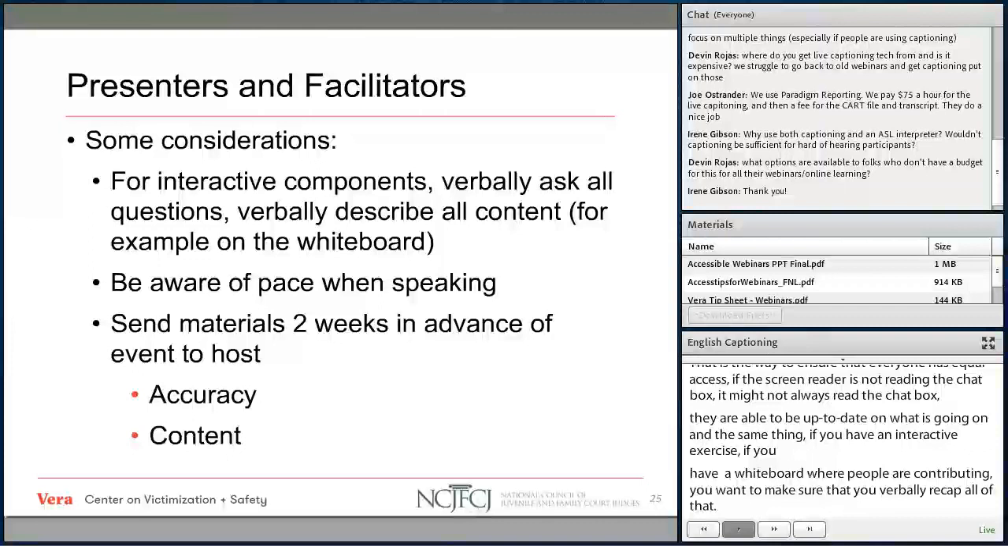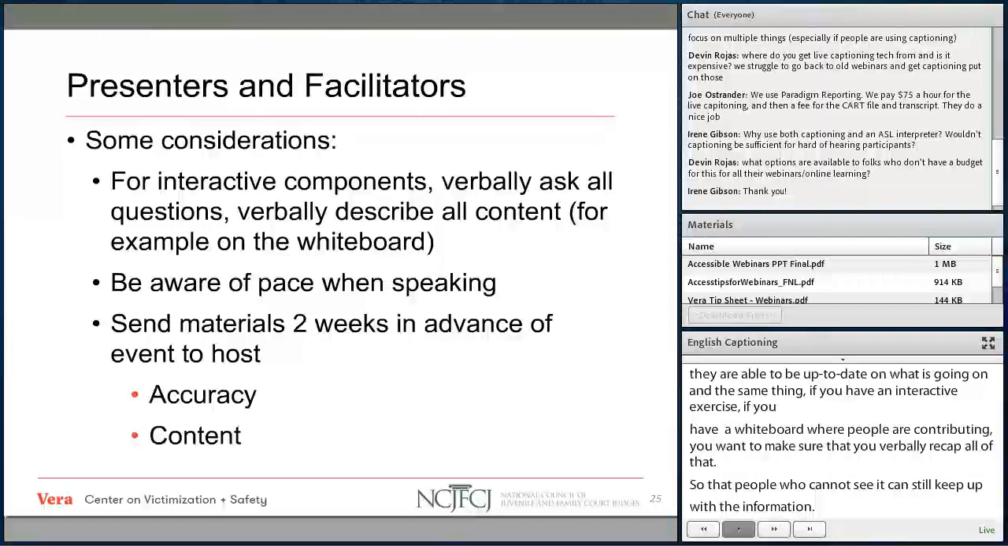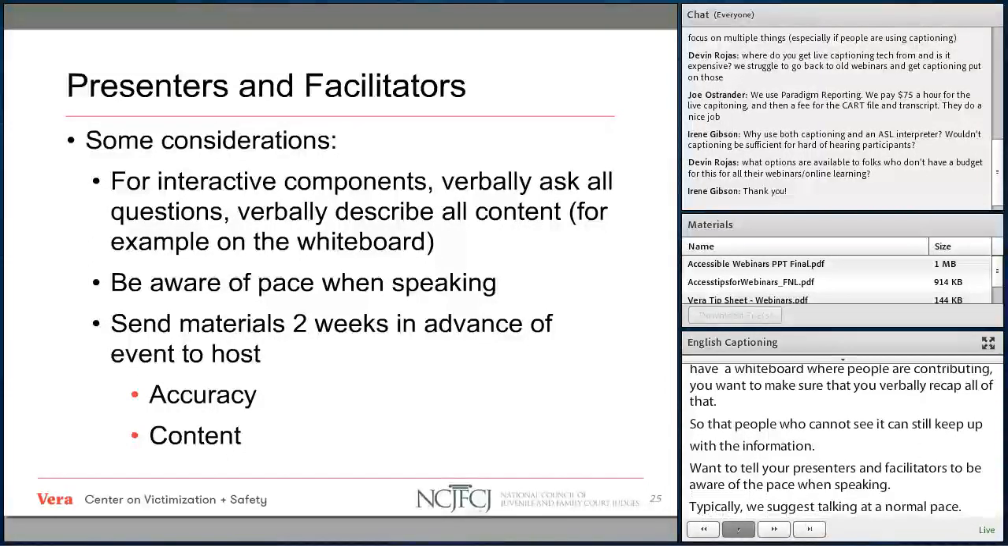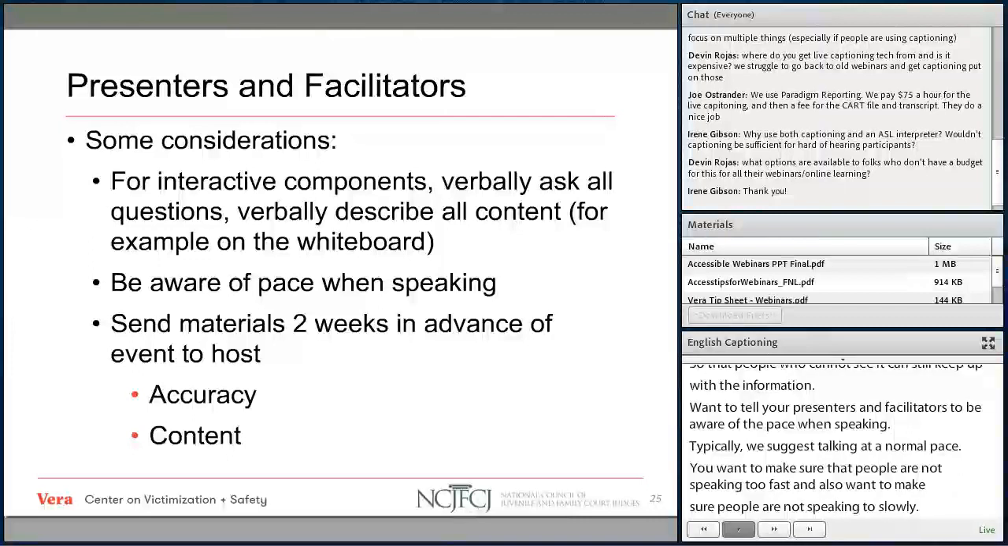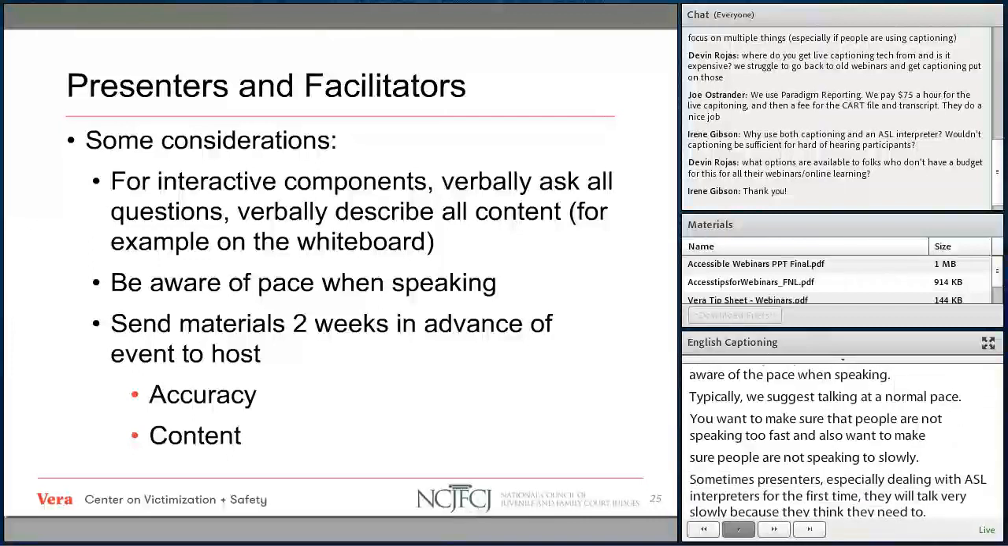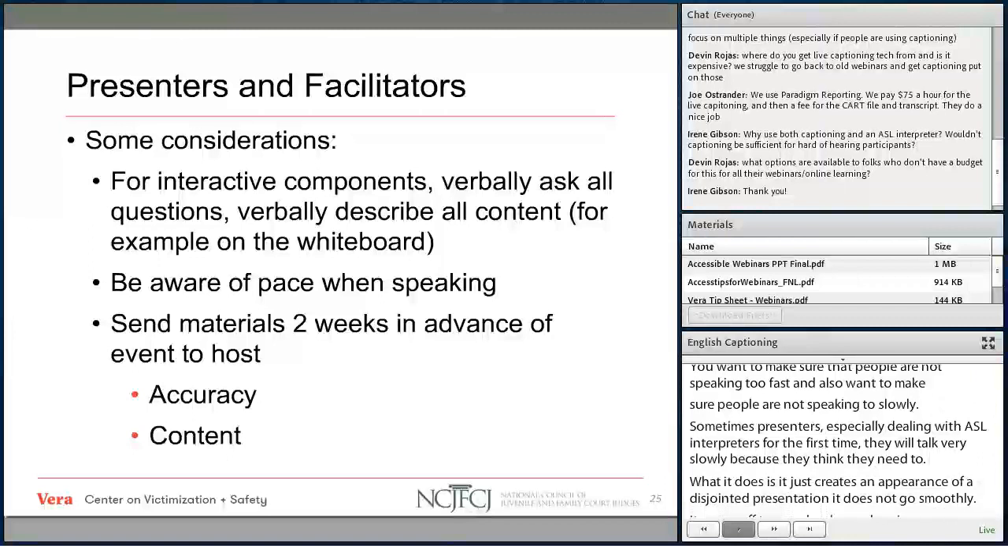You want to tell your presenters and facilitators to be aware of their pace when speaking. Typically, we suggest just talking at a normal pace. You want to make sure people aren't speaking too fast, but you also want to make sure people aren't speaking too slow. Sometimes presenters, especially if they're dealing with ASL interpreters for the first time, will talk very slow because they think that they need to. And what it does is it just creates an appearance of a disjointed presentation. It doesn't go as smoothly. It seems off to people who are hearing. The interpreters don't really know how to process that. They're not used to it.